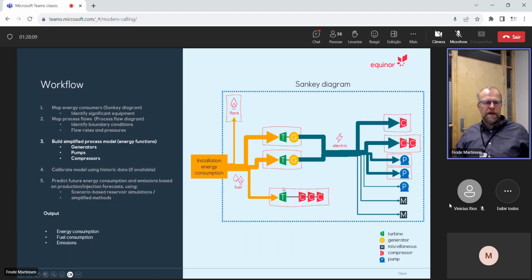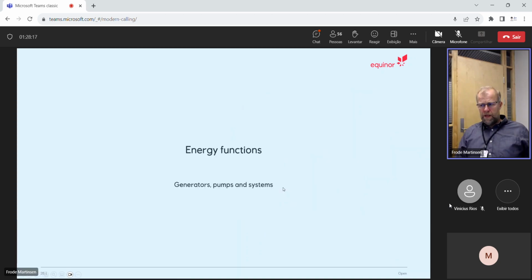We build energy functions or models of the key equipment inside the dotted diagram to save time. And in this part, I'm only going to talk about generators, pumps, and systems of pumps. Compressors tomorrow. So this part is easier to understand.